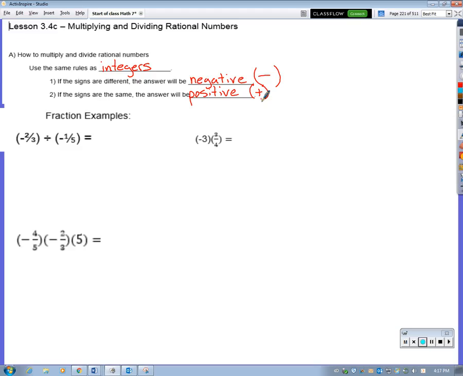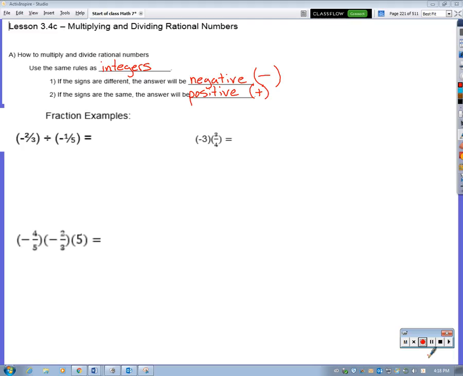Alright, let's do some fraction examples. Here we've got negative 2/3 divided by negative 1/5. Okay, so I'm going to set it up. 2/3 times 1/5. We're going to multiply across the top, and that gives us 2. Multiply across the bottom, 3 times 5. That gives us 15. Oh, I'm sorry, that was division. Back up. Alright, back up, sorry. This is a division problem. I read the sign wrong there.